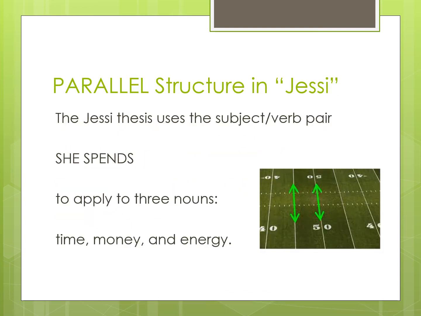So here's what the parallel structure looks like in Jessi. I use a subject-verb pair. I use the main subject-verb pair, she spends, subject she, verb spends, to apply to 3 different nouns. She spends less time, less money, and less energy. She spends less time. She spends less money. She spends less energy. Okay, so it's always subject, verb, noun. Subject, verb, noun.